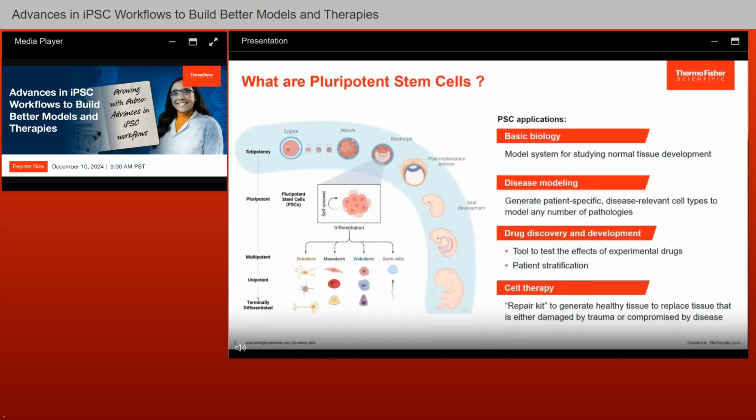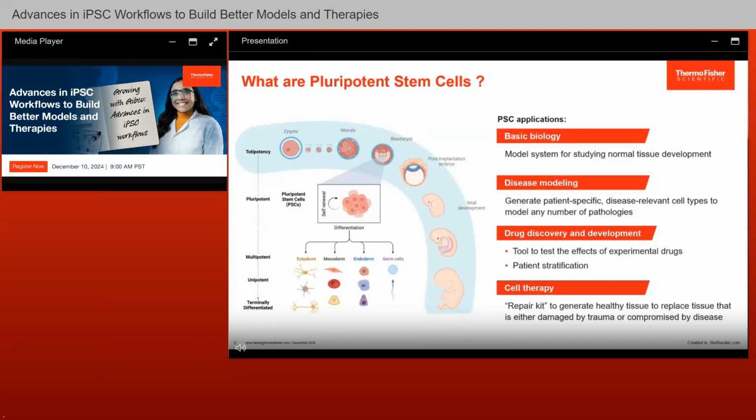So pluripotent stem cells, or PSCs, are remarkable cells that originate from early stage embryos and have two defining characteristics: the ability to self-renew indefinitely and the capability to differentiate into any cell type from the three different germ layers, whether that be endoderm, mesoderm, or ectoderm. What this basically means is that they can give rise to virtually any cell type in your body.